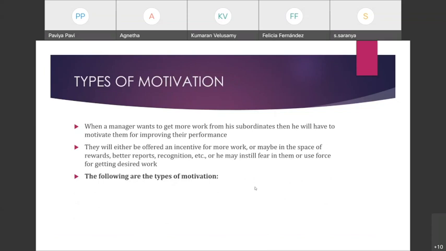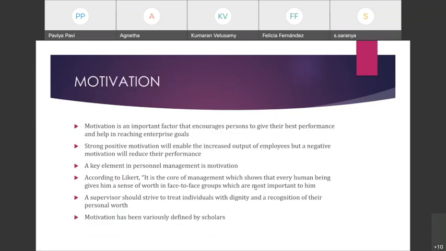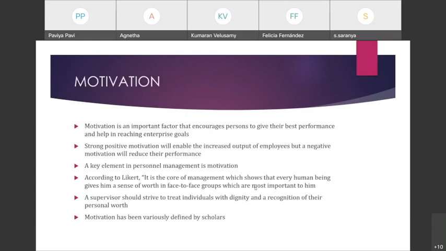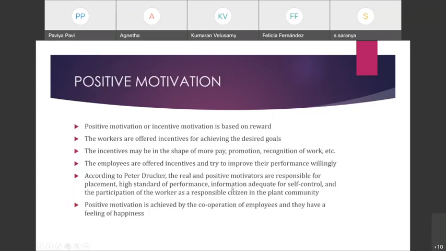Now we already saw something similar in the other slide over here, if you'll recall. I said over here strong positive motivation and negative motivation. So, can someone tell me what you all understand by this positive motivation? What is positive motivation?